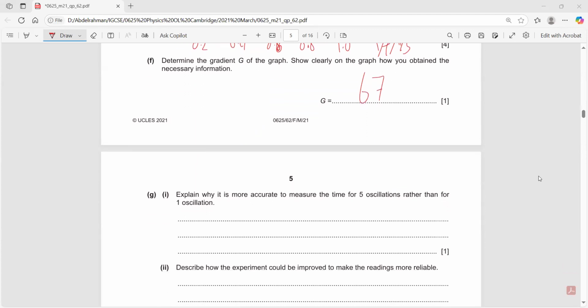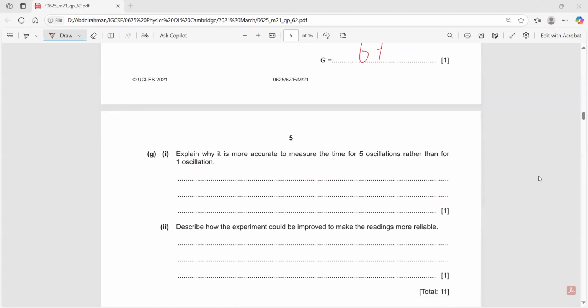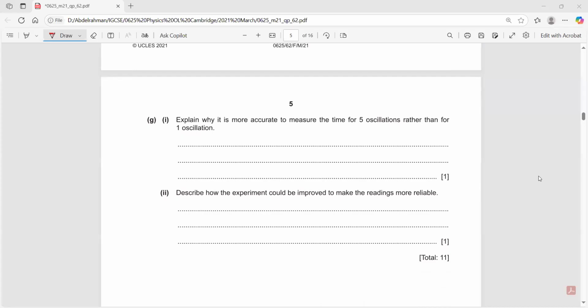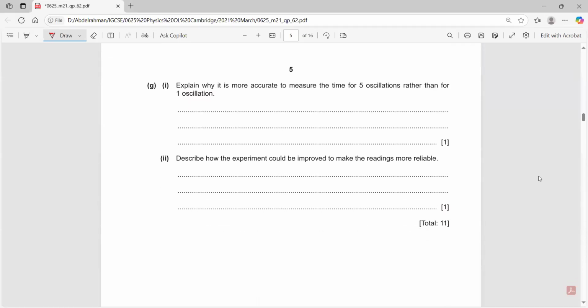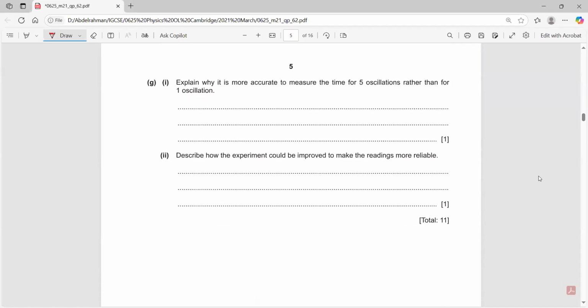Explain why it is more accurate to measure the time for 5 oscillations rather than 1 oscillation. As you increase the number of oscillations, what happens to the human error? What happens to the percentage of the human error? The percentage of the human error decreases. You have this human error, which is kind of constant, so you actually need to decrease the percentage of this human error.